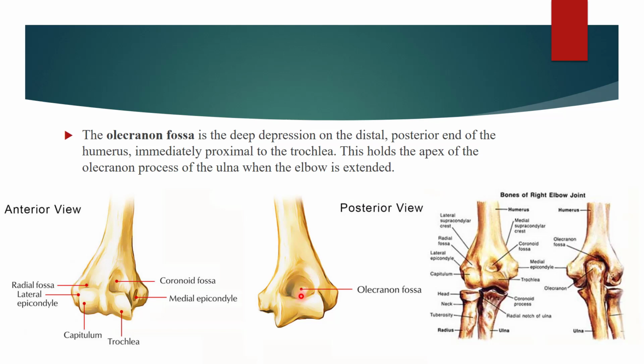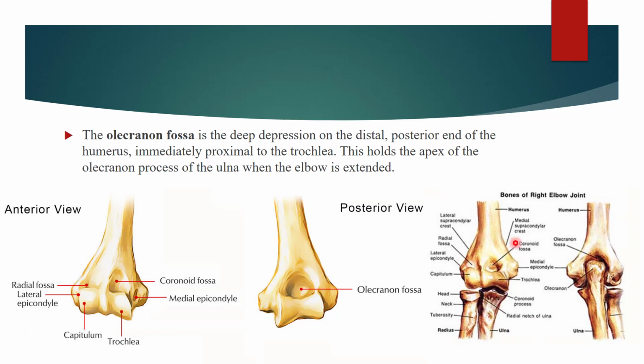Remember this: there are two processes in the ulna. One is the coronoid process, which is present anteriorly, and one is the olecranon process, which is present posteriorly. When the elbow is fully extended, this olecranon process of the ulna will come into the olecranon fossa of the humerus. This is very, very important, okay?